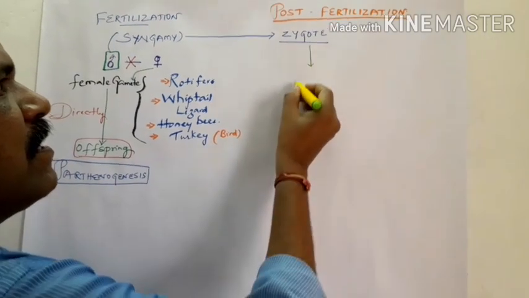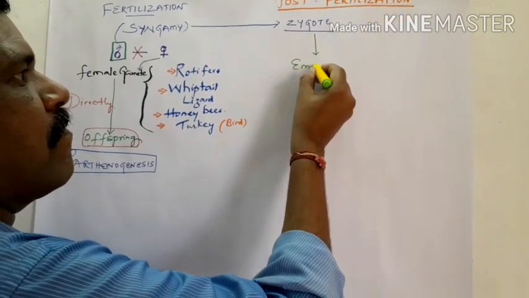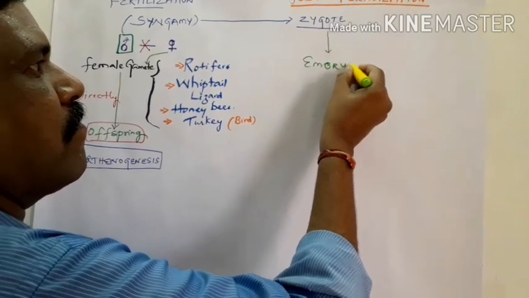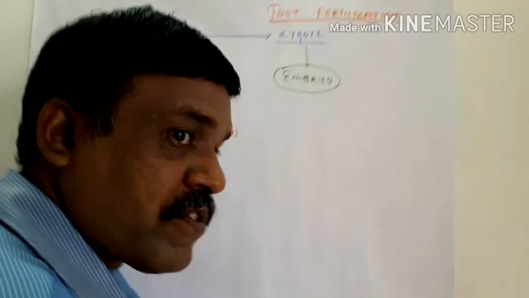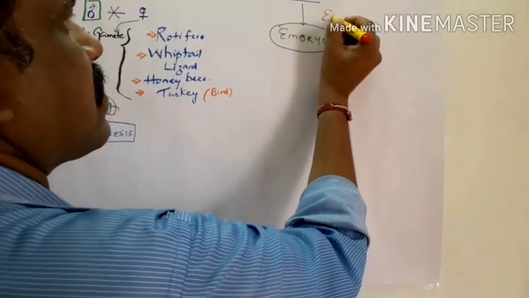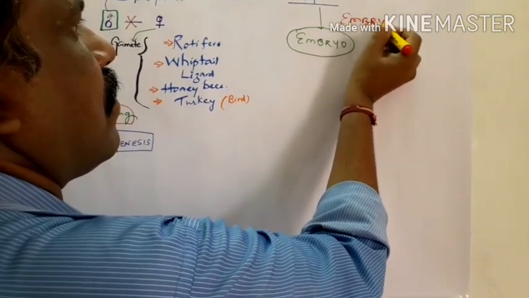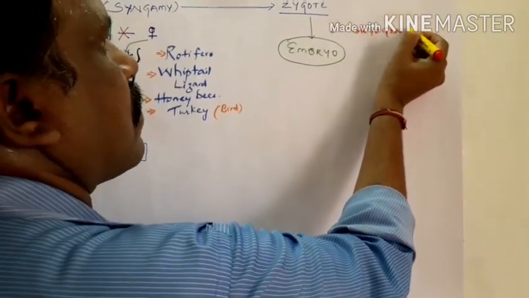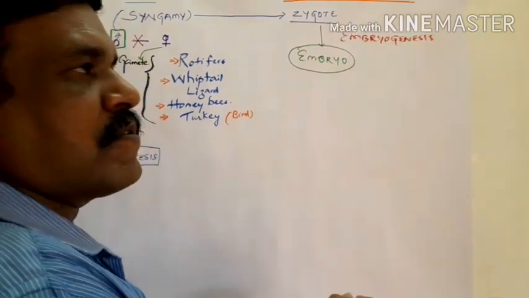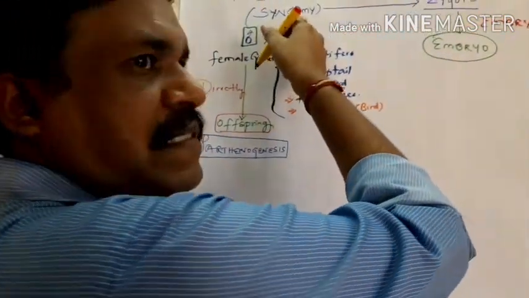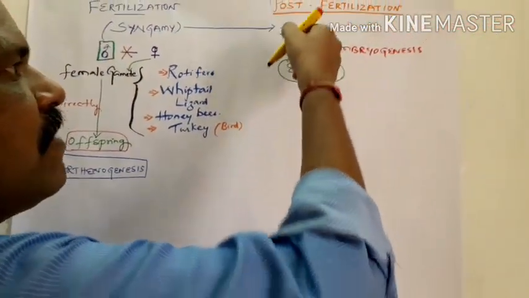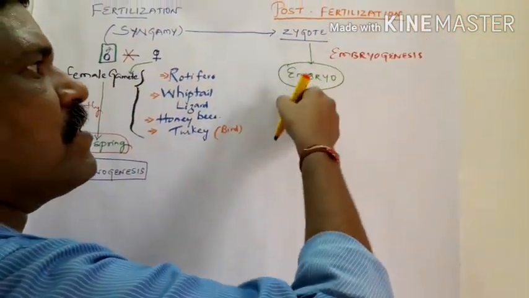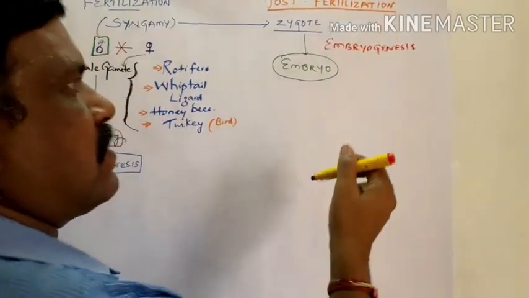So this zygote changes into embryo. And this process of formation of embryo is what is called embryogenesis. Okay, children. So, when syngamy occurs in the organisms, that results in the zygote, and the zygote will convert into embryo. The formation of this embryo is called embryogenesis.